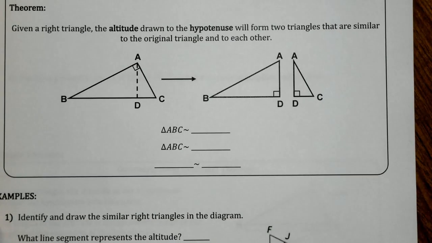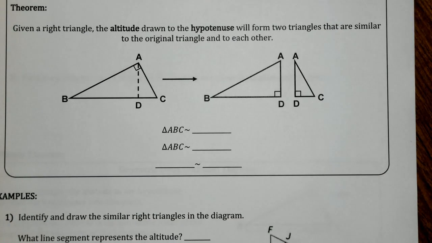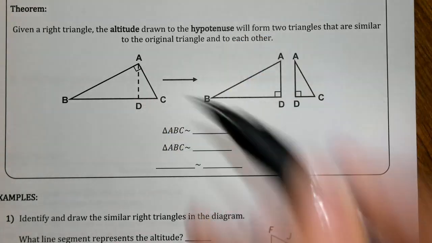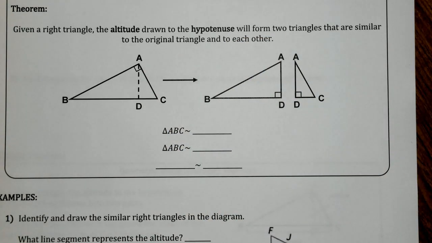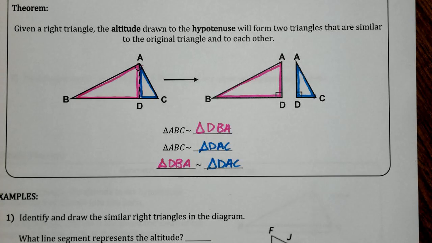The theorem states that if we have a right triangle, we draw an altitude, segment AD right here, to the hypotenuse from that right angle. It's going to form two triangles that are similar to each other as well as the original triangle. So I'm going to go ahead and put in some colors to show these different triangles. So here I've also finished and filled in the similarity statements. Please pause and color these in.